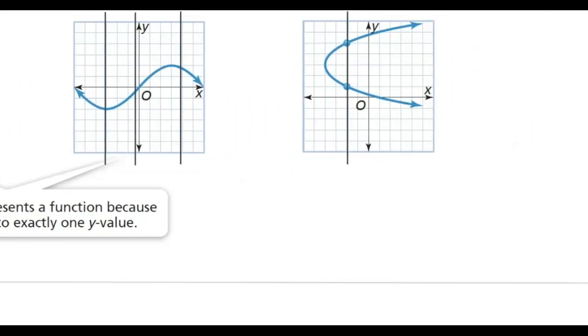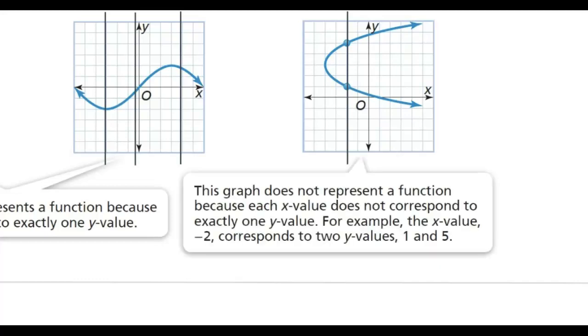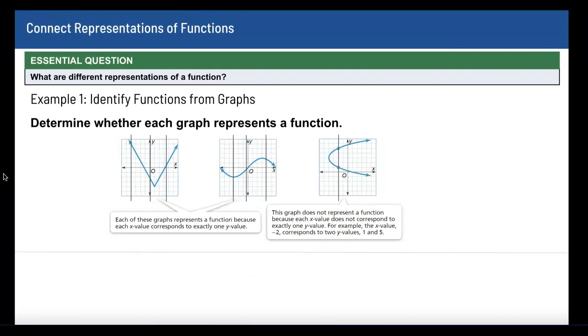However, this last one, if I draw a line, you will see I touch 2 points on this curved graph. This graph does not represent a function because each x value does not correspond to exactly one y value. Here at -2 for x, it hits both 1 and 5 on y, so it's hitting 2 points. So this is not a function. So it's easy to tell if a graph is a function or not.